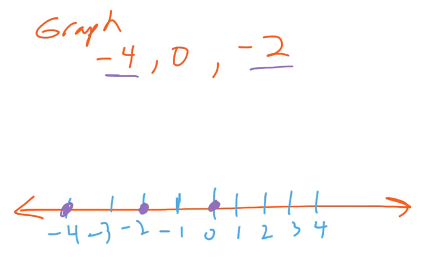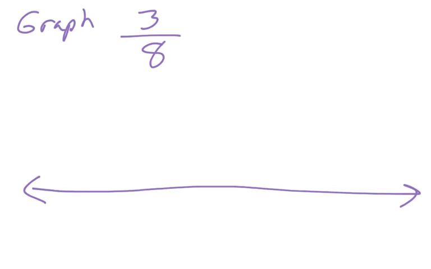Okay, so if you're given an integer and you're asked to graph it, all you have to do is put a dot right on that integer. Okay? Okay, so let's say we're asked to graph 3/8 on a number line.